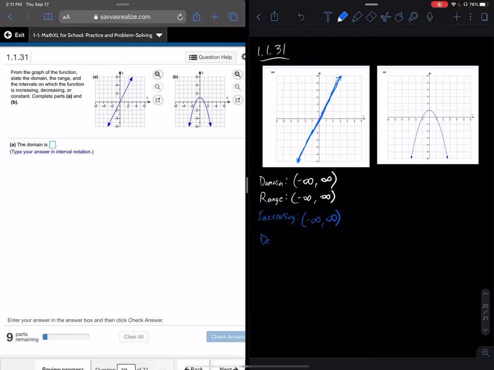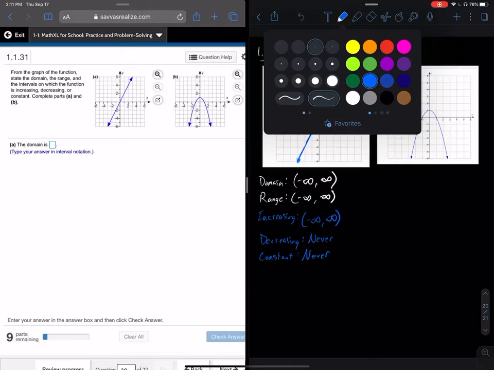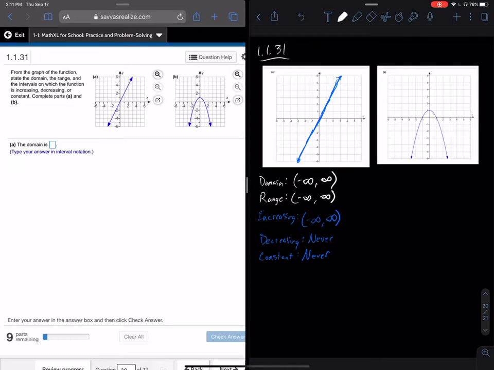When is it decreasing? It's never decreasing. All right, it never goes down left to right. And when is it constant? It is never constant. Okay, so let's take a look at part B. So part B, now we have a parabola. All right, it's going to be upside down here, so this has been reflected.